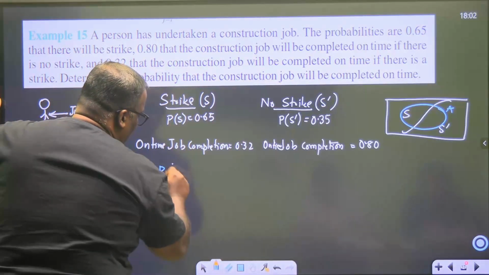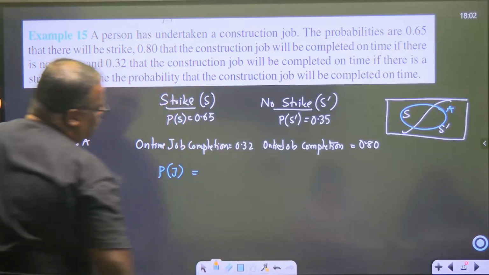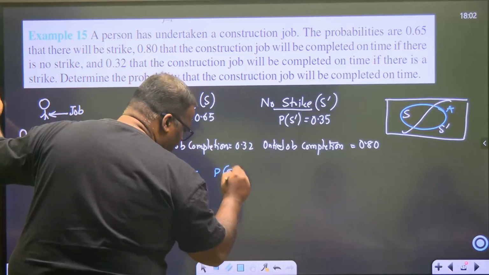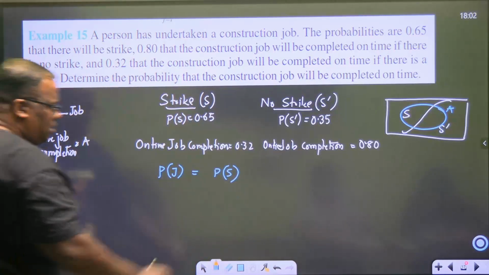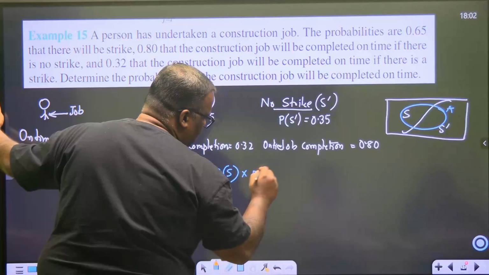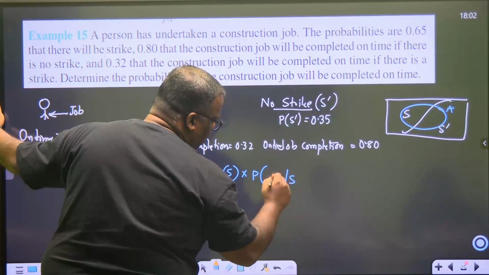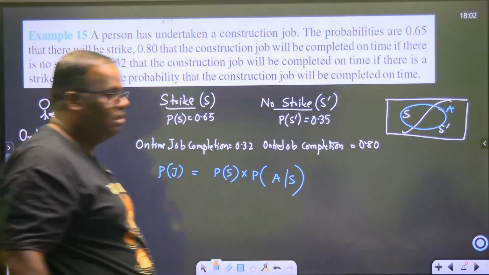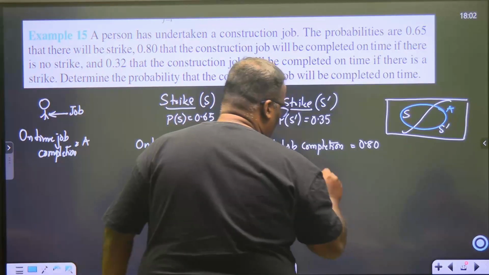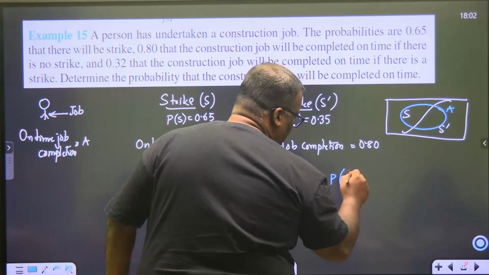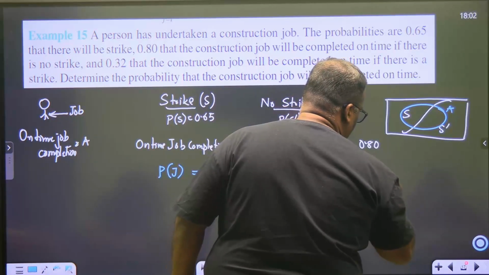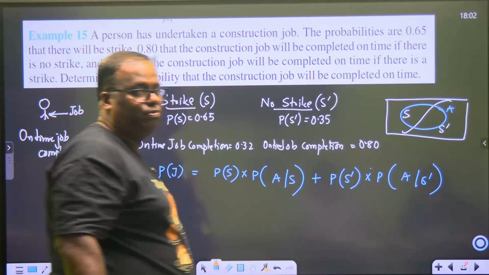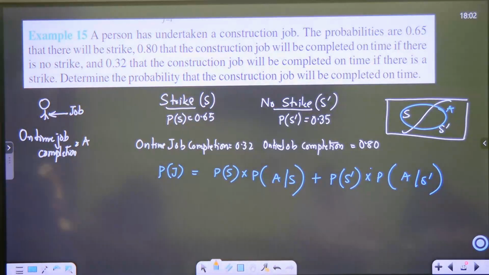My probability of completion of the job, that is the total probability, will be: first, that the strike happens, and now that the strike has happened, what is the probability of happening of A? Agreed? Or the strike does not happen, and now that the strike did not happen, what is the probability of happening of A? So are you following it now? Okay.